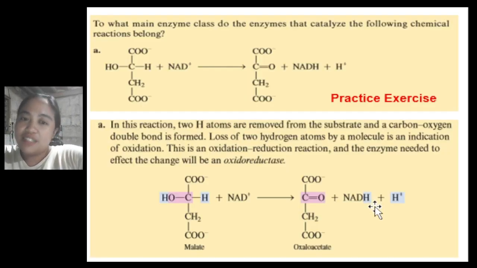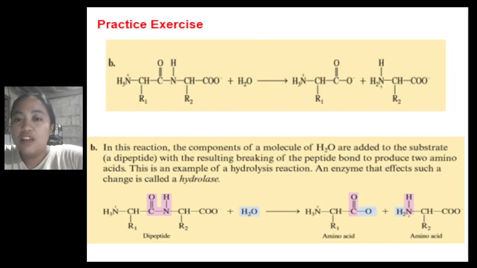So we have a practice exercise here. You can see already there is a loss of hydrogen from this substrate. Okay, so this is an oxidoreductase class of enzyme. Another one, this is water on the reactant side, and also there is a breakage. This is a dipeptide, and there is a breakage, and so we will have a product of amino acid. And so this is hydrolase. The class of enzyme is hydrolase.